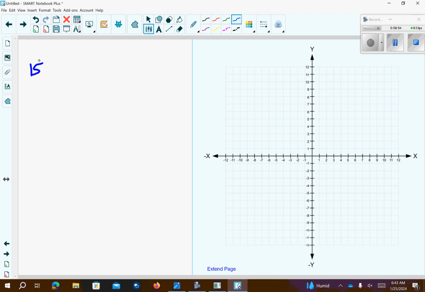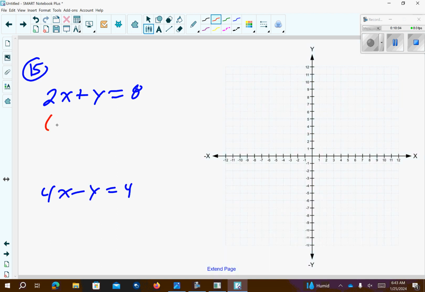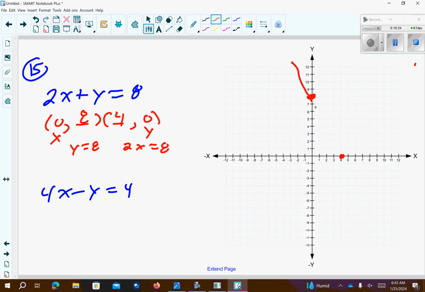Number 15, we have 2x plus y equals 8. And then we have 4x minus y equals 4. These are both going to be done with the 0 comma blank, blank comma 0. So that's an x value, so I get y equals 8. That's easy. And then there's a y value, so I'm going to get 2x equals 8, divide both sides by 2, so I'm going to get 4. So 0 comma 8 is up here, and 4 comma 0 is here. And try and draw your best straight line.